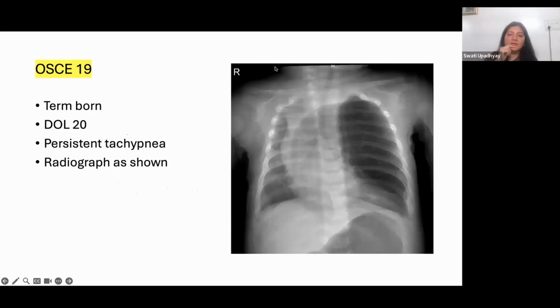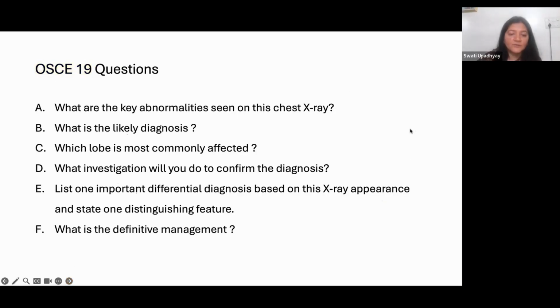So again, this is another case scenario. We'll do it quickly. It's a term baby, day of life 20, persistent tachypnea, and the radiograph is as shown. I want all of you to have a look at it closely. Yes, I think Aparna has already answered. Most of you are right. It is CLE. So what makes you give the diagnosis of CLE, and what would be the closest differential diagnosis here?